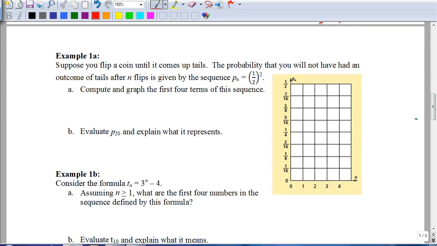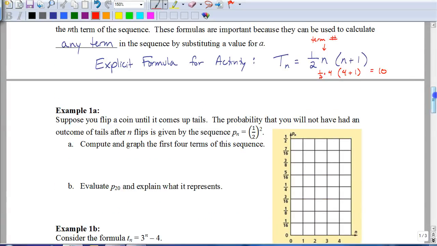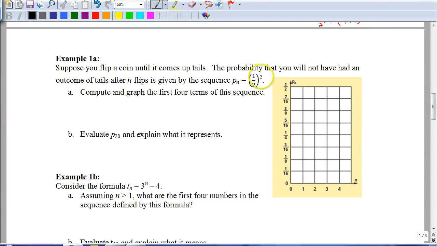Well, let's look at this example. It says, suppose you flip a coin until it comes up tails. The probability that you will not have had an outcome of tails after n flips is given by this sequence, P sub n equals 1/2. That's supposed to be to the nth power. Change that typo. Okay, so here's how we're going to write this out.